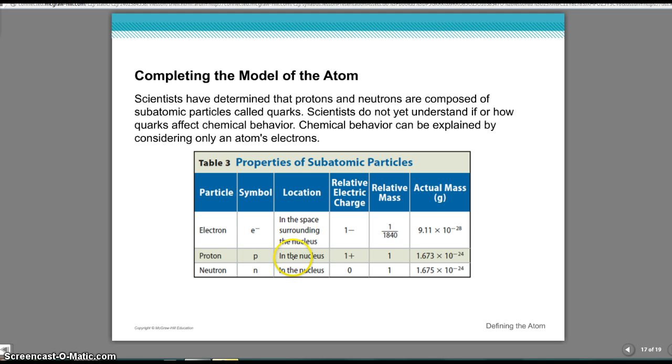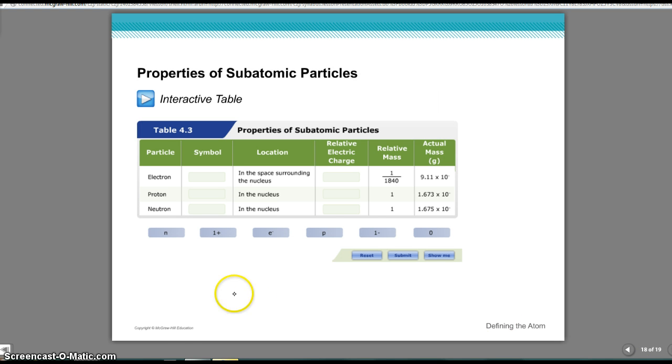Proton, P for proton, it's in the nucleus, has a +1 charge. N for neutron, in the nucleus, has no charge, and protons and neutrons have about the same mass. So that's going to summarize what we know about our subatomic particles.